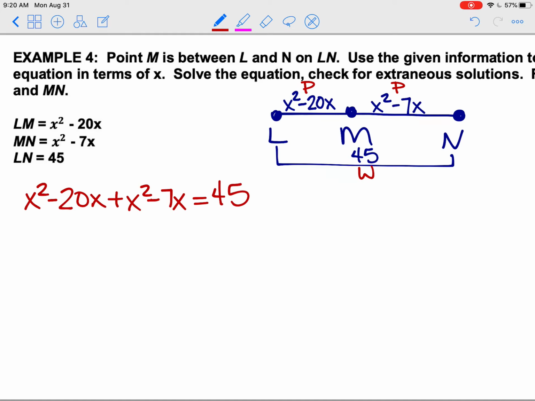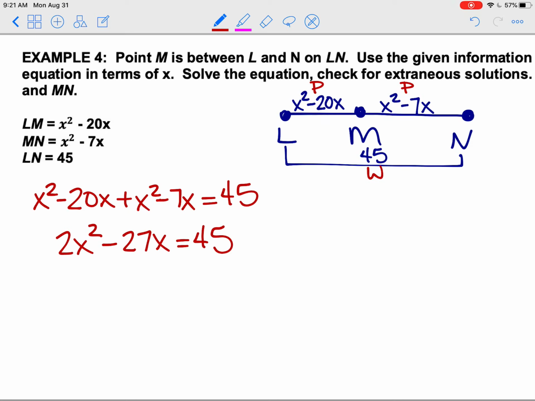Okay, we need to combine our like terms. We have 2x squareds. We have a negative 20x and a negative 7x. That gives us negative 27x equals 45. But because of that x squared, we know we're going to have to do something different other than just solve for x. We're going to probably have to factor. So let's get everything on the same side so that we can factor. So let's move the 45 over. We have 2x squared minus 27x minus 45 equals 0.